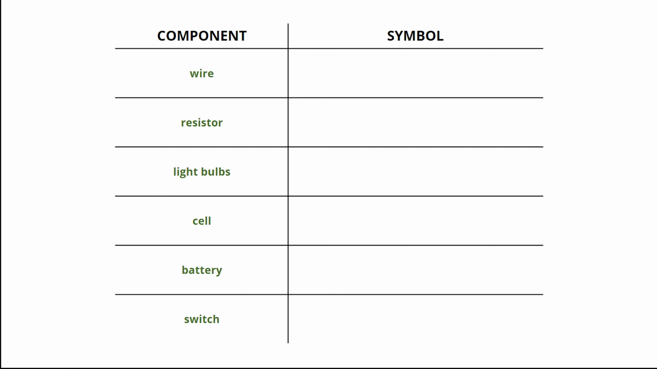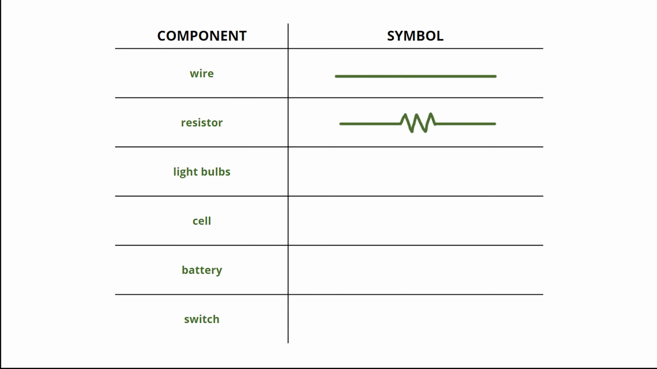Wires, which have a very low resistance, are represented by straight or angular lines connecting electrical components. A resistor is a device used to regulate the amount of current in a circuit. There are many different resistors, with resistances ranging from a few ohms to millions of ohms. The resistor is symbolized by a zigzag line.